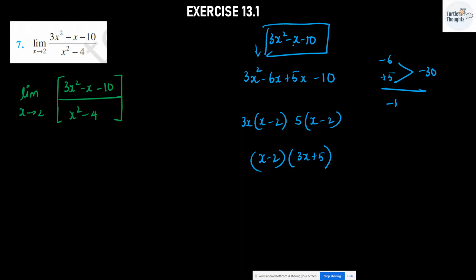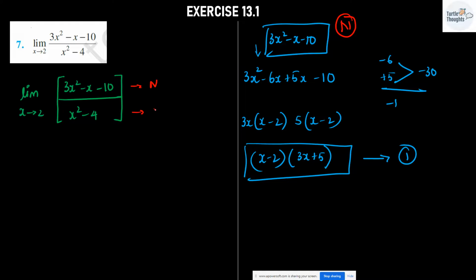3x square minus x minus 10 can now be written as x minus 2 multiplied by 3x plus 5. The same thing I'm going to substitute over here. Let me take this as equation number 1. That was the numerator part. Next, I'll be considering the denominator.